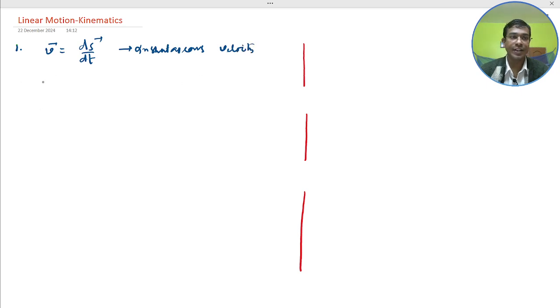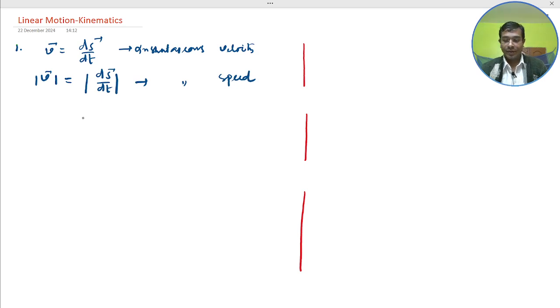And for the instantaneous speed, the magnitude of the velocity vector is equal to the modulus of ds/dt. This is the difference, mod of ds/dt. This is the instantaneous speed. This is the difference between speed and velocity. And the change in velocity, basically delta v, is v2 minus v1.